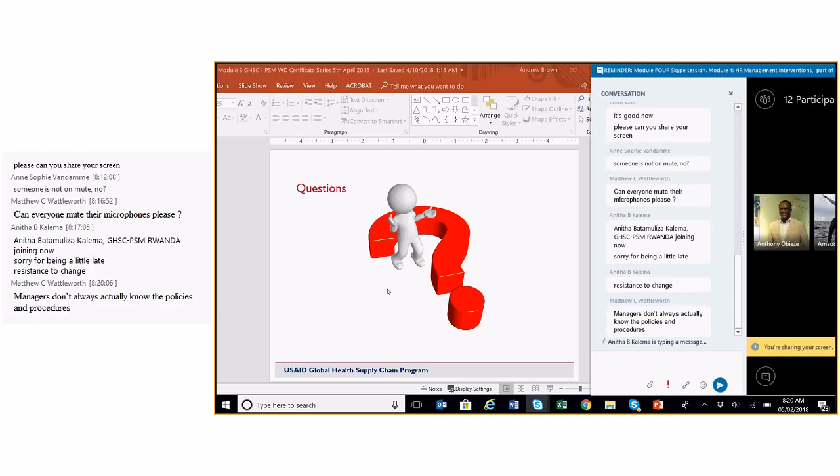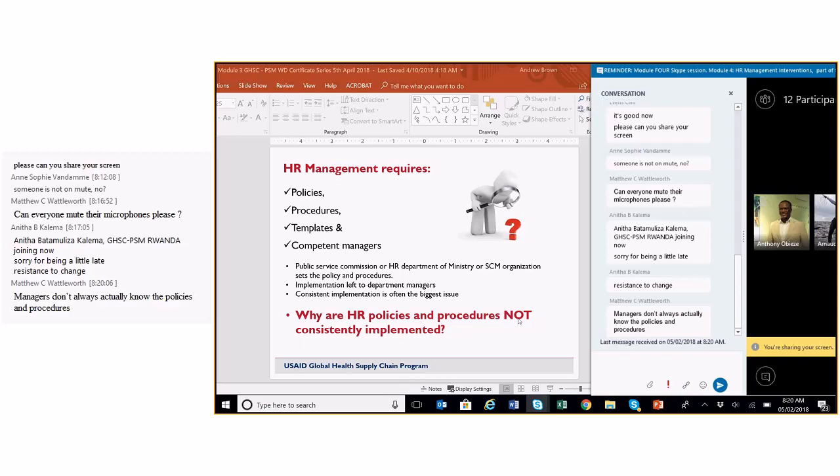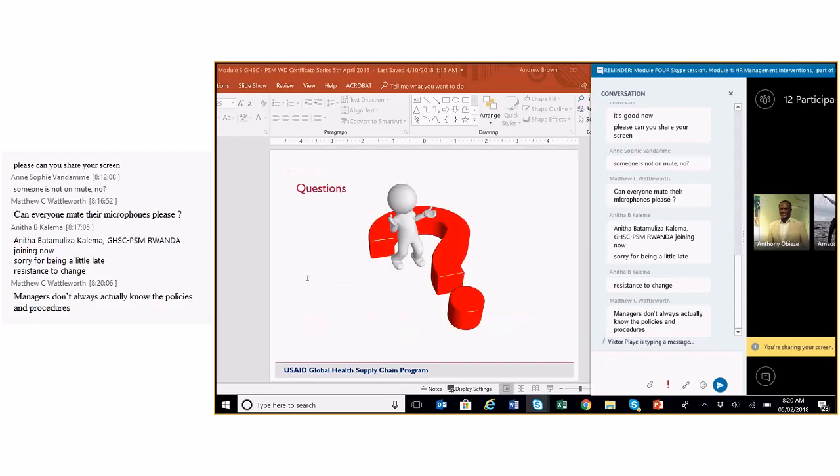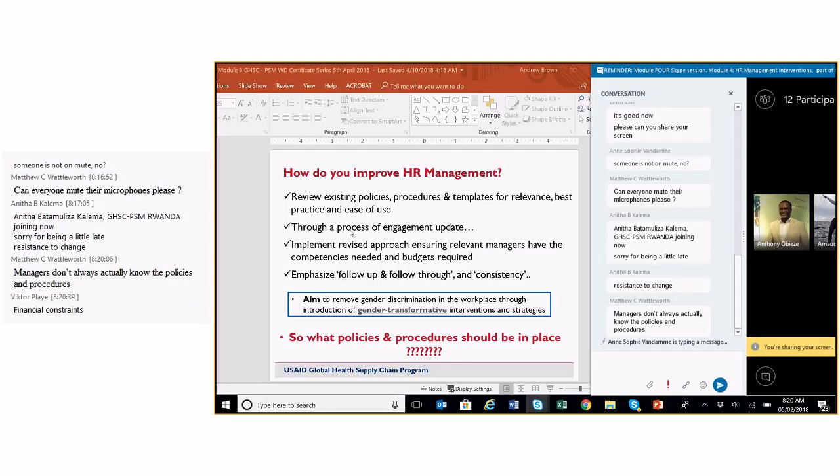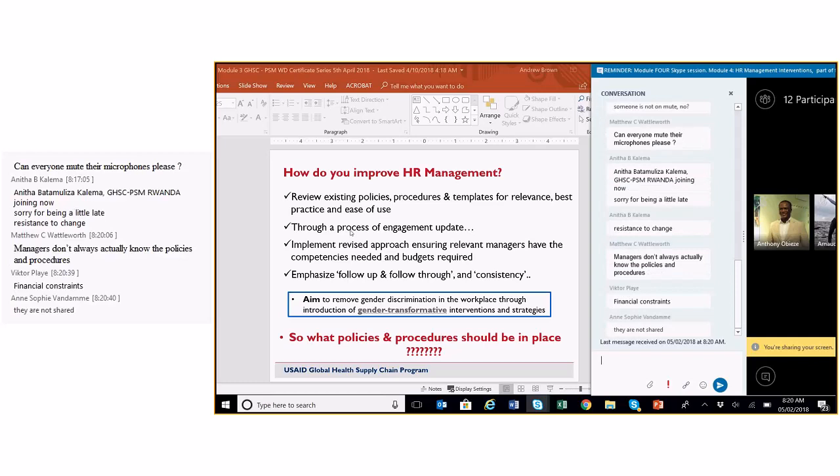And thank you, Anita. So resistance to change is quite a big issue as to why. Another one is that managers don't know the policies and procedures. Great. And I would also say that one of the big ones is that managers don't have necessarily the competencies all the time to interact with their staff in a way that helps them grow and mature. Okay, financial constraints can be another one as well. So keep typing those in, and I'll let you read them from this point. Thank you for those contributing. Thank you, Victor, Anne, Anita, and Matthew.